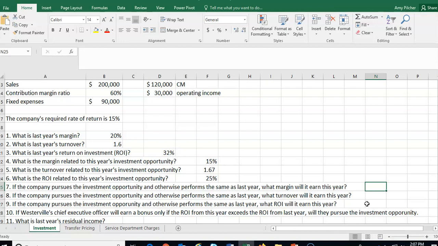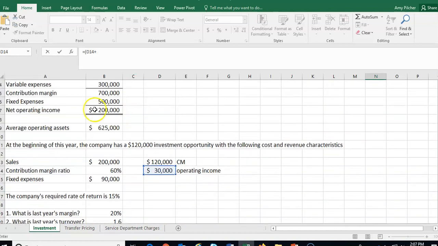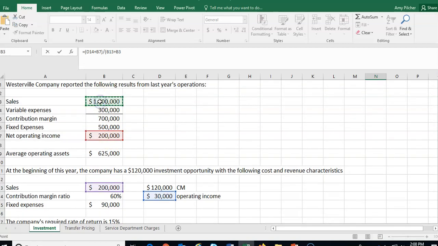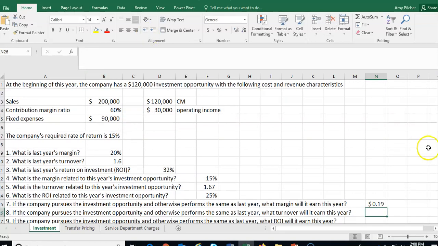So in order to add the investment, we have to add those two things together. For profit margin, that's net operating income divided by sales. So we need the net operating income from the investment plus the net operating income from last year's results. Then when we divide by sales, that needs to be the sales from the investment plus the sales from last year. So we have a profit margin of 19%.